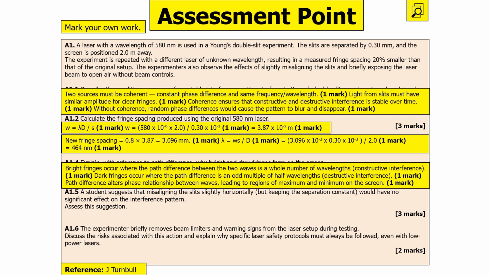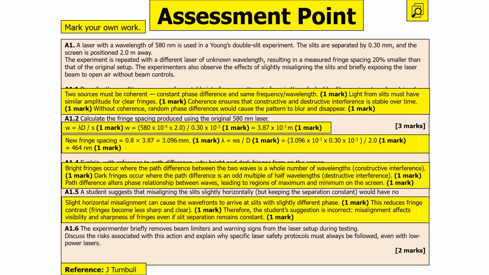It's destructive interference. The path difference alters the phase relationship between the waves, leading to regions of maximum and minimum intensity on the screen. Now, the slight horizontal misalignment can cause the wavefronts to arrive at the slits with slightly different phases. This reduces the fringe contrast, so therefore the student's suggestion is incorrect. The misalignment would affect the visibility and the sharpness of the fringes even if the slit separation remains constant.